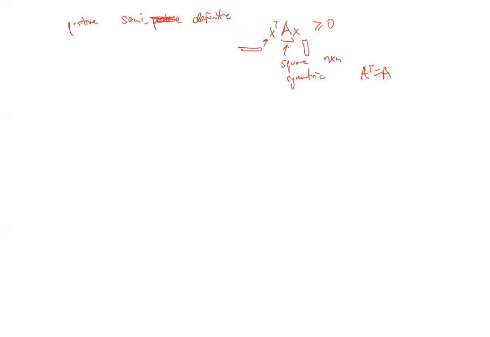If this is always bigger than or equal to 0, then this will be positive semi-definite. If it's bigger than 0, then it will be positive definite. So maybe I don't use A here, maybe I use S here.